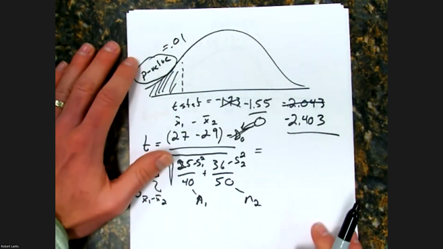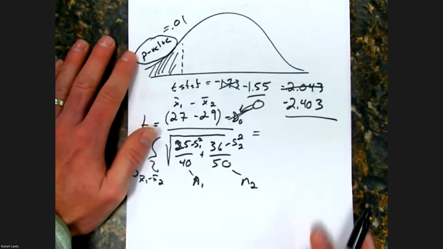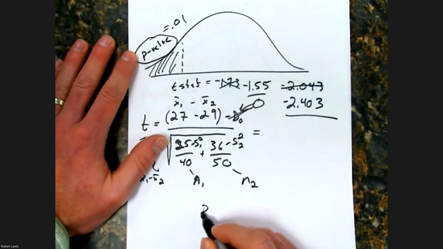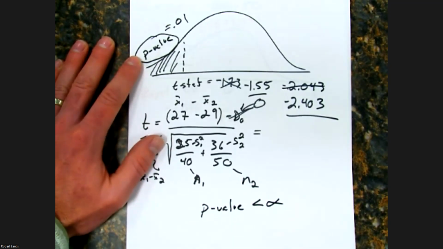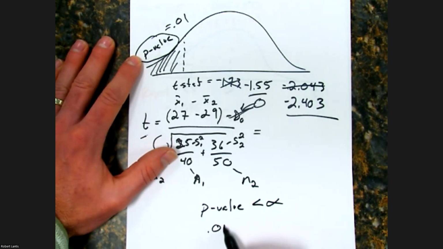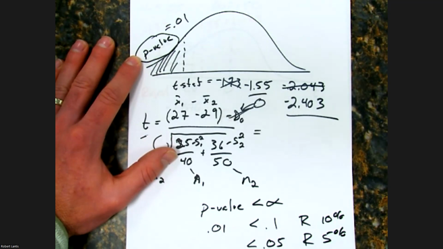So this is a little bit tricky. It probably won't be this tricky on the exam, but what levels can I reject the null at in this example? So I found my p-value to be 0.01. So is that less than 0.1? So I can reject at the 10% significance level. So less than 0.05? Yep. So I can reject at 5%.